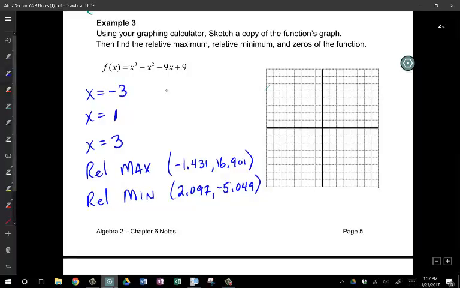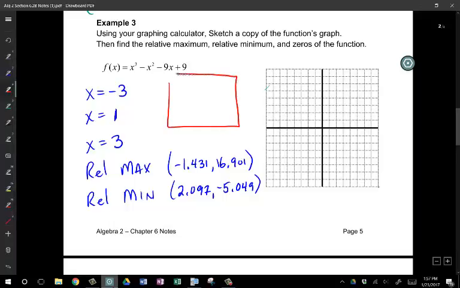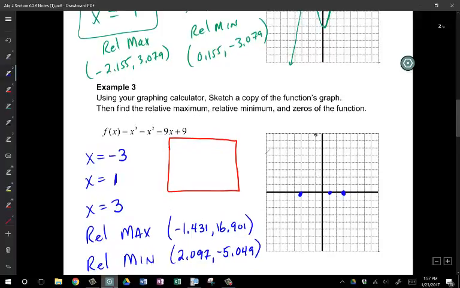And by the way, I have a secret point that we're going to fill in at the end. You just have to wait in suspense. I know it's just killing you. All right, let's plot in our points. Negative 3, positive 1, positive 3, relative max, negative 1.4, 16. Well, if that's 8, then that's 16. So there she is, way up there. And then 2 and negative 5.